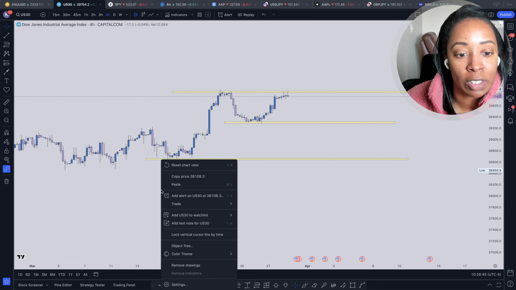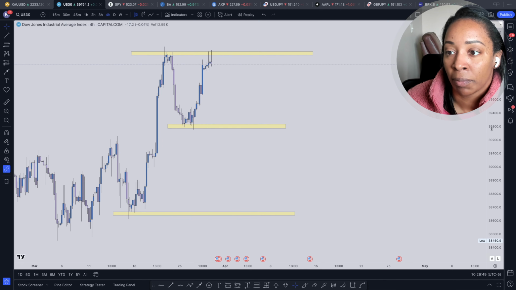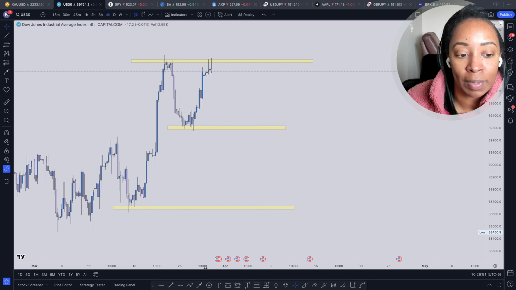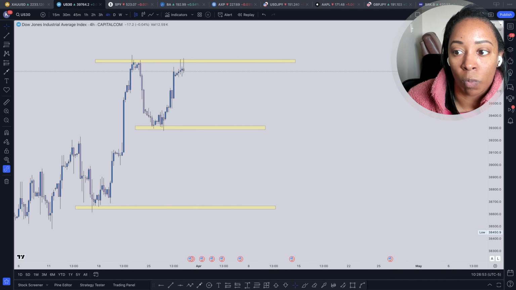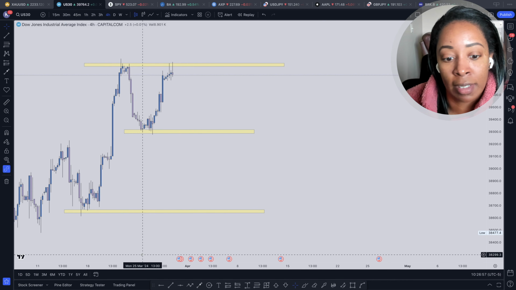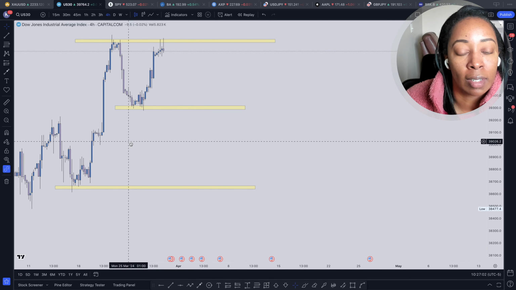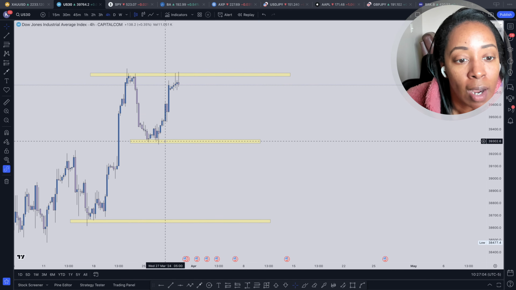All right, so let me just reset the view a bit here. There we go. And if you play with the axes, either the Y or the X axis, where the price is and where the time is down here, then you'll be able to lock this in and move it around. All right, cool.